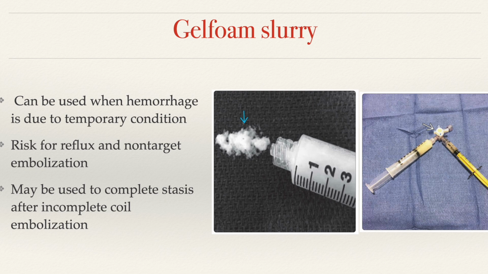We can use gel foam slurry. Here you prepare gel foam slurry using the Tessari method, where you cut and put gel foam in a syringe, and in the other syringe you put contrast and saline, and you inject into each other, and that will form a paste-like consistency, that is gel foam slurry. This can be used whenever you need a temporary occlusion, a temporary block to the hemorrhage. However, there is a risk of reflux and even non-target embolization. Even when you do coiling, sometimes there is no complete block or complete stasis. At that time you can put a bit of gel foam and that helps.